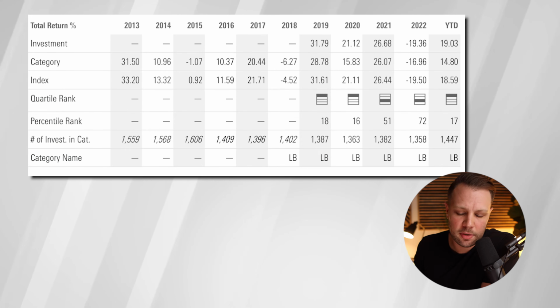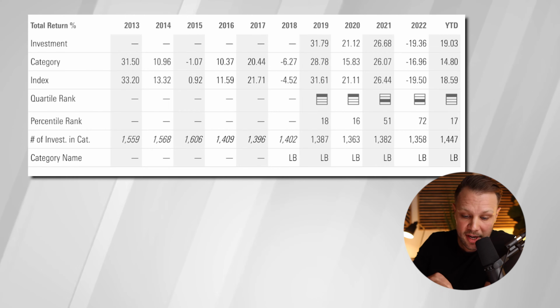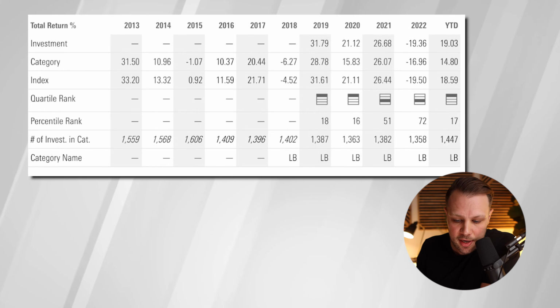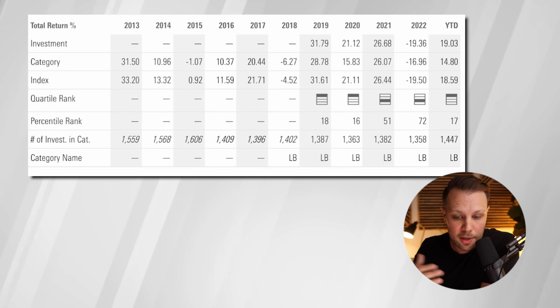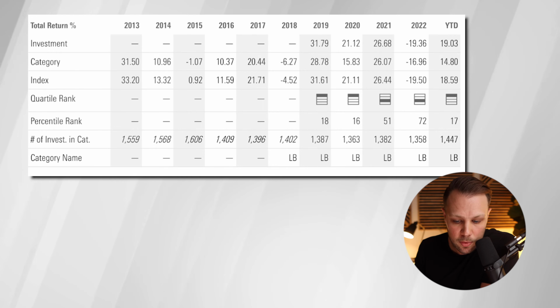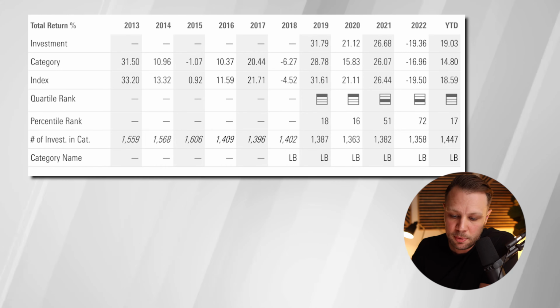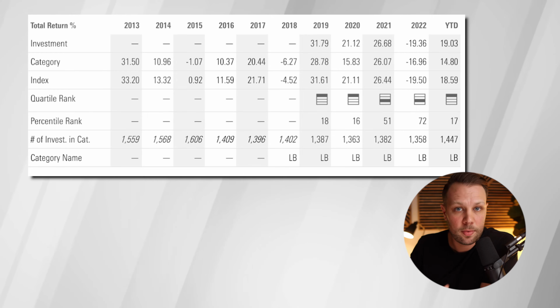Now let's look at the total returns over the last decade and see where it lands. So over the last decade, this will not have a ton of returns because it's only been around since 2019. But in 2019, it did 31.79%. In 2020, it did 21.12%. In 2021, it did 26.68%. In 2022, 19.36%. And then year to date in 2023, 19.03%. Now let's compare this to FXAIX.